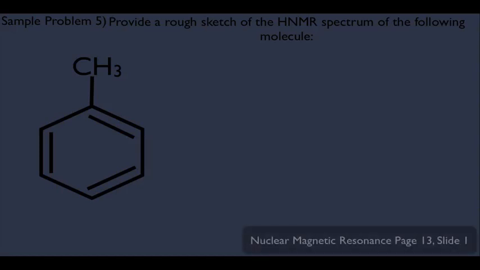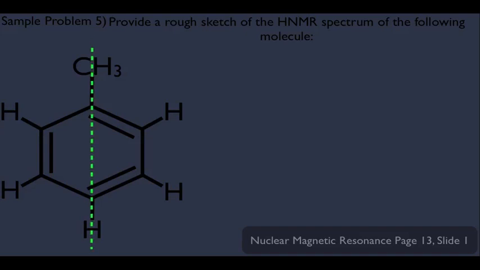So here's sample problem 5. We're going to provide a rough sketch of its NMR. Remember, the first thing we should do is fill in the hydrogens right here. And then remember, we saw before that benzene rings are symmetrical objects. So this molecule does possess a line of symmetry, and that line of symmetry is right here.